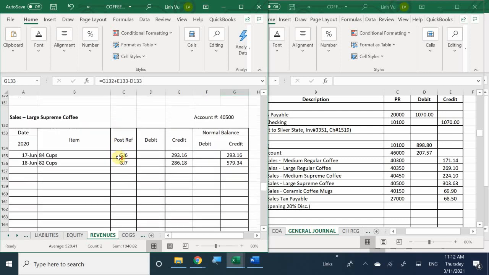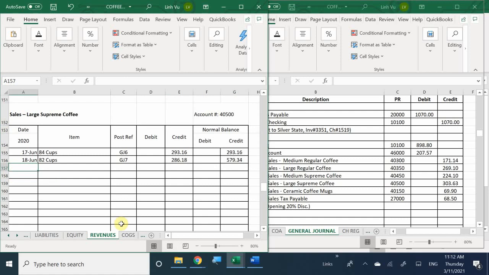Okay. Now we have our sales large supreme coffee. How many cups did we sell? 87 cups. Okay. General journal number 8 for how much? 303.63. Bringing our account balance to 882.97. Good.